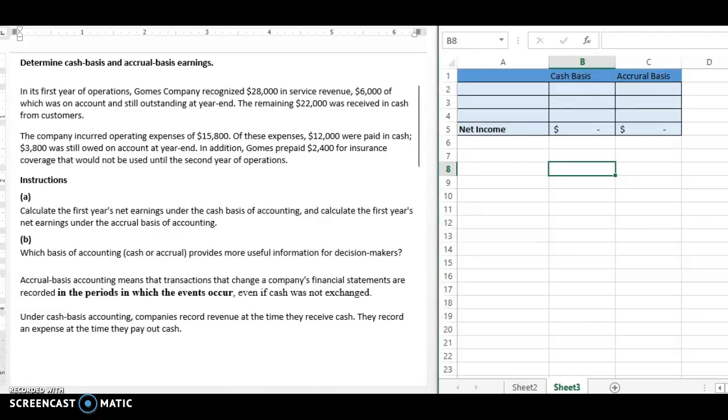So our instructions are to calculate the first year's net earnings under the cash basis of accounting and under the accrual basis of accounting. And then B, which basis of accounting provides more useful information for decision makers.